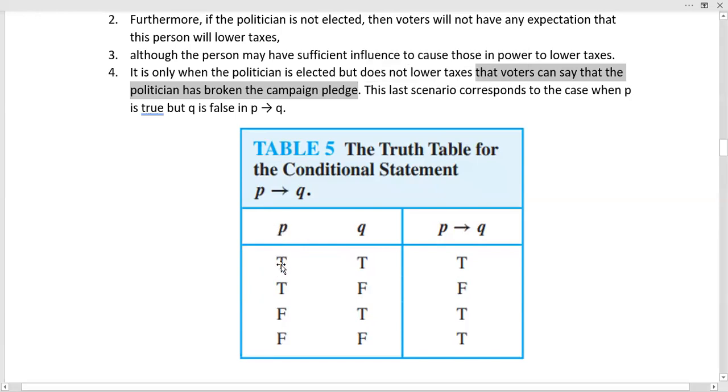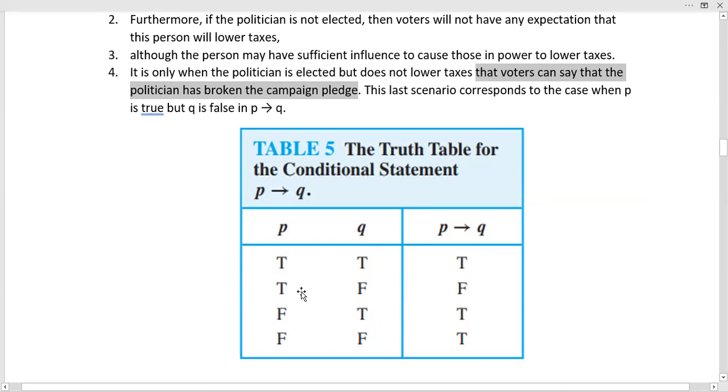See the first statement. P: the politician is elected, and after being elected, he reduced the taxes. Therefore, the statement is true. Am I right? Yes, sir. See the truth table. P means the politician is elected. Q, the politician has implemented their offers. Then the statement is true. The second one: the politician is elected, but he didn't implement the tax reduction. That's why it is false. Yes or no? Yes, sir.